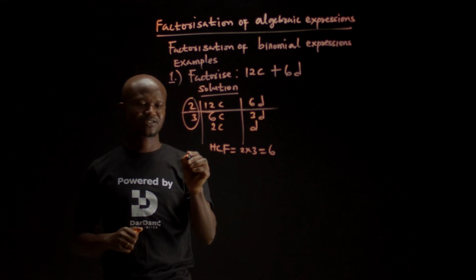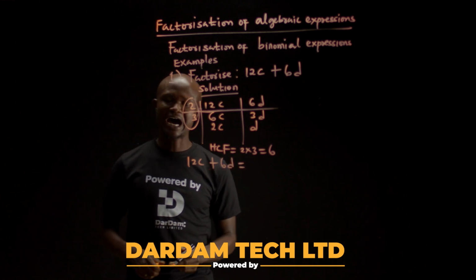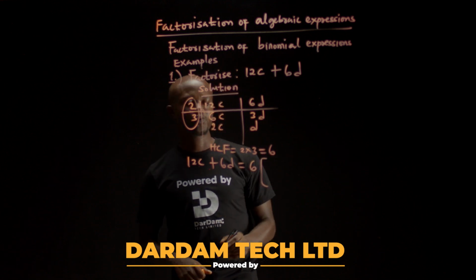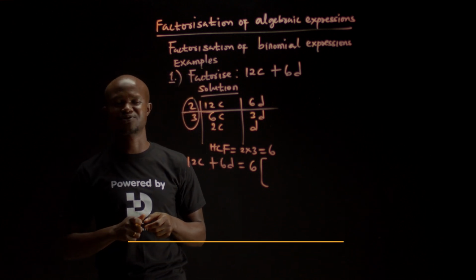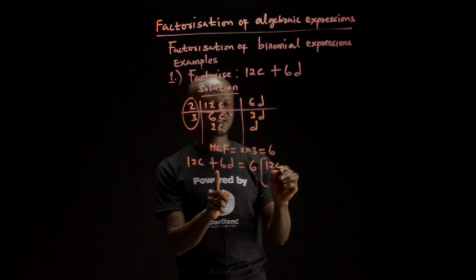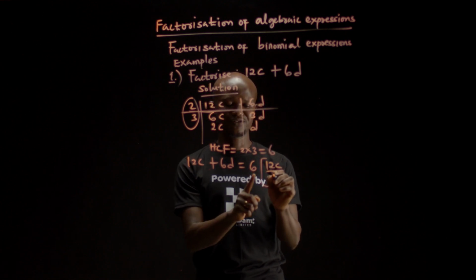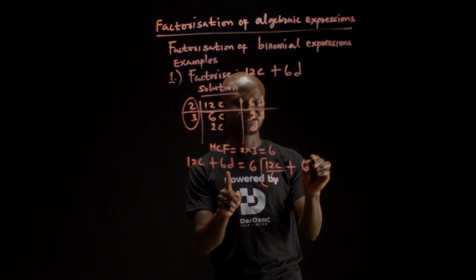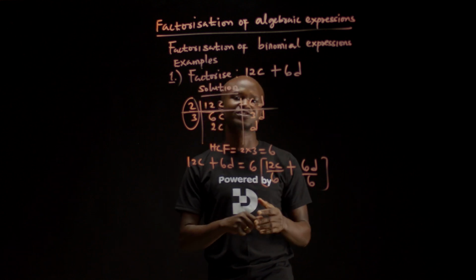Now let's factorize. We have 12c plus 6d. How do we factorize? We bring out the HCF. Then we use the HCF to divide each term in the expression you have to factorize. What's the first term here? 12c. Then you divide by the HCF. Divide by 6, plus the next term you have, 6d. Then you also divide by the HCF. That's the principle of factorizing.